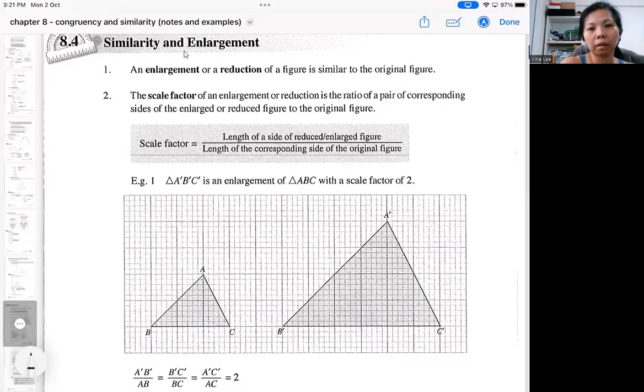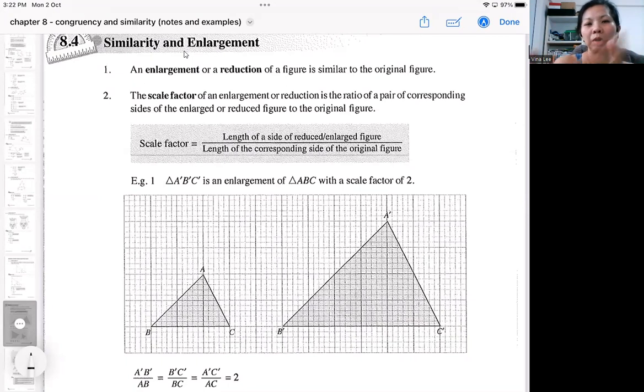The idea of similarity can be related to something called enlargement or reduction. We can think of enlargement as taking an original figure and making it larger, or making it smaller. But when we make it larger or smaller, we go according to a certain ratio, a fixed ratio. That's why enlargement or reduction is actually related to similarity: because of the fixed ratio.